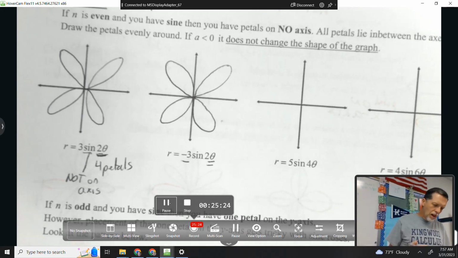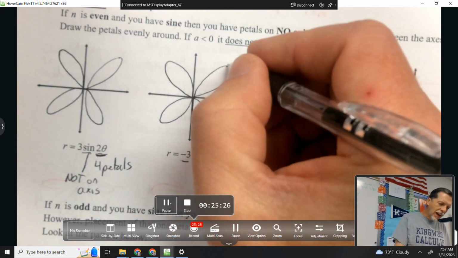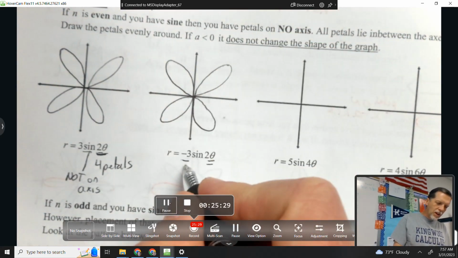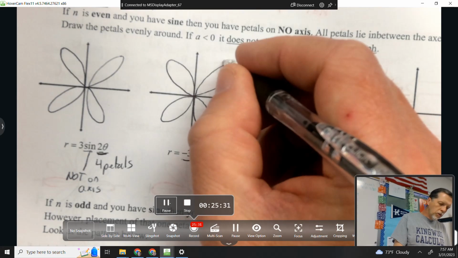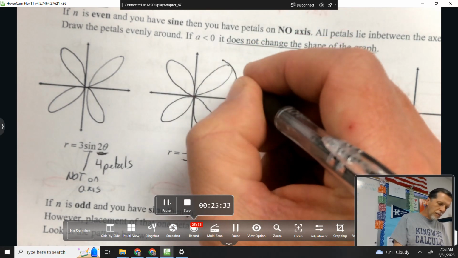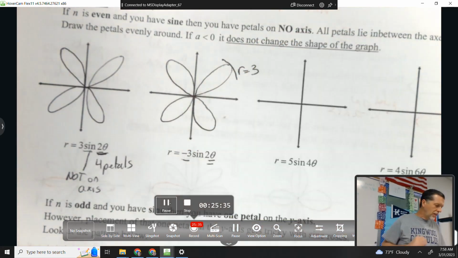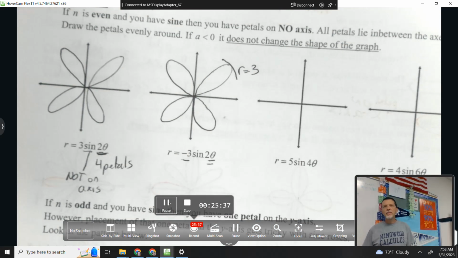I left off, we need to indicate that that length is 3. So to do that, you just put a radius out there and say that's 3. You don't have to label all of them. If you label one of them, I'll know what you mean. But you do need to label one of them so that I know that you know that that length is 3.